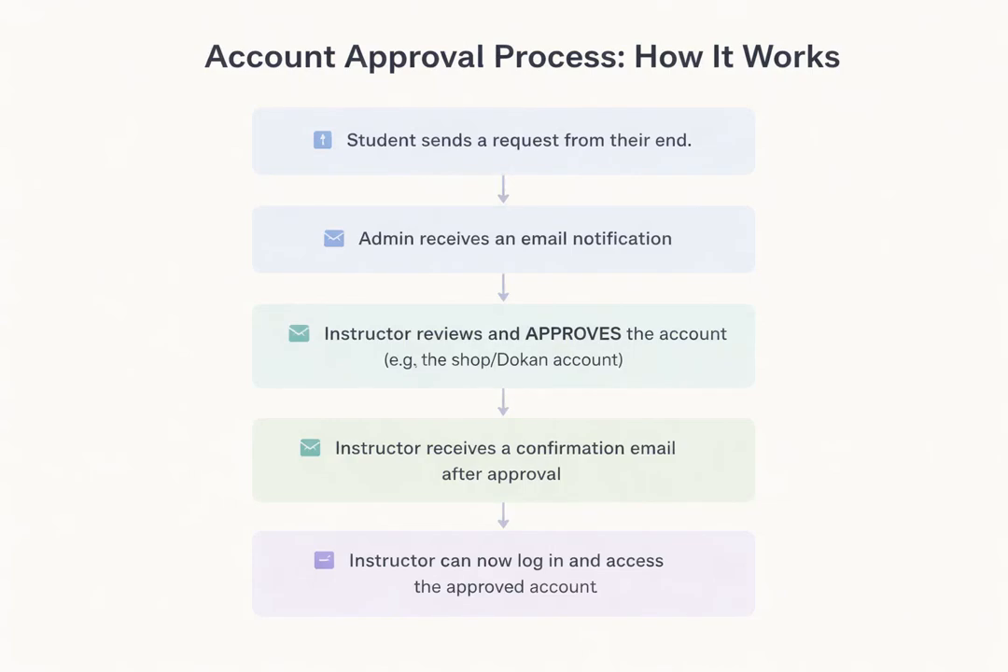Let's talk about the account approval process, because this is a practical and important workflow. Here's how it works step by step. First, a request is sent from the student's or shop's end. That request triggers an email notification to the admin. The instructor then reviews the request and approves the account. In this case, it was a shop account, referred to as a DoCon account. Once the instructor approves it, they receive a confirmation email. After that confirmation, the instructor is able to log in and access the approved account. It's a clean, email-driven approval chain.